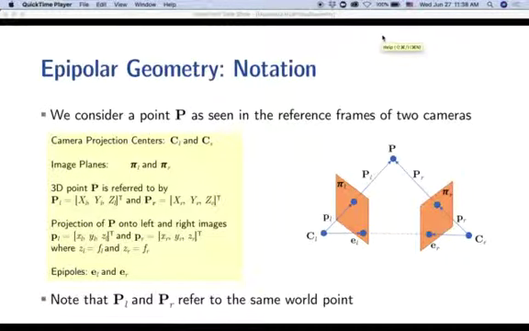Okay, Bismillah Rahman Rahim. We are discussing the topic of stereo and particularly that of epipolar constraint.